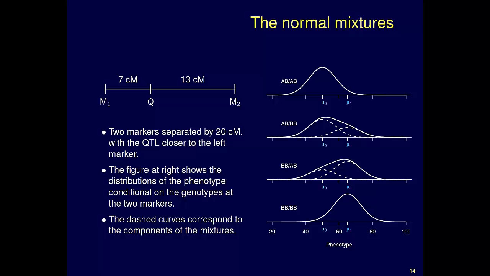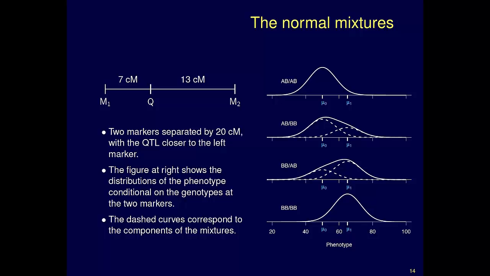The individuals that are heterozygous at both markers are almost all heterozygous at the QTL. The closer the two markers are, the more likely that all those individuals are also heterozygous at the QTL. So the phenotype distribution for these individuals will just follow a normal distribution centered at the average phenotype for the heterozygotes at the QTL. The individuals that are homozygous at both markers will have a phenotype distribution normally distributed around some other mean.